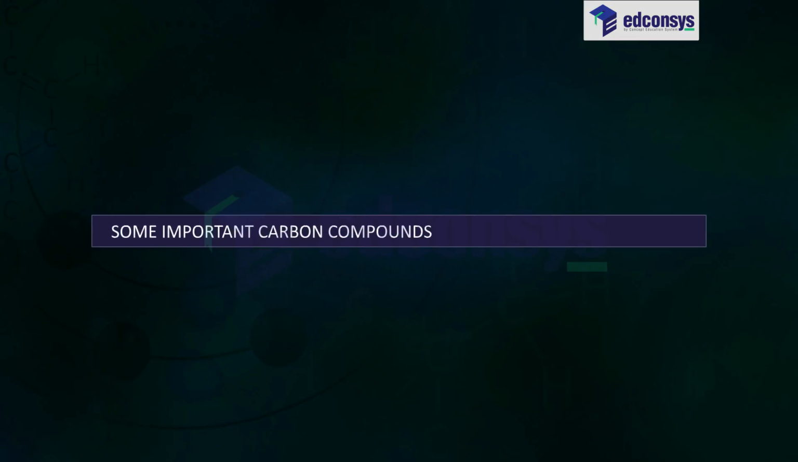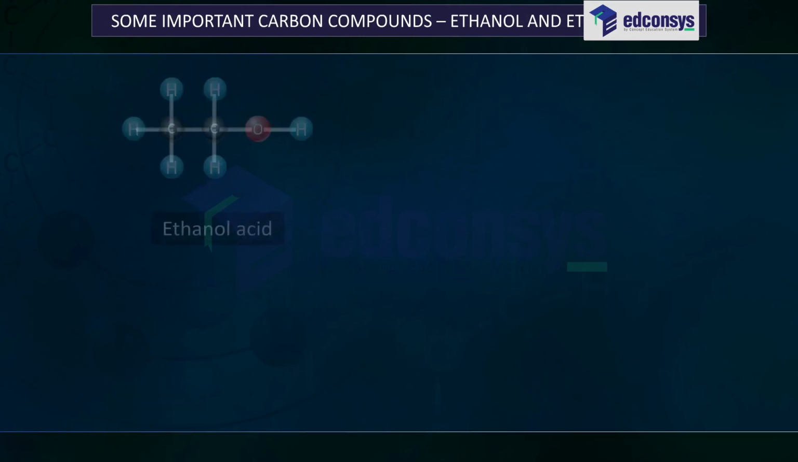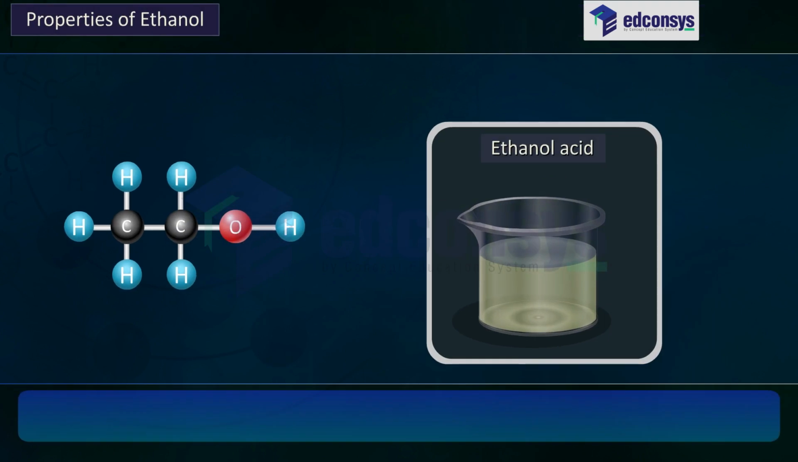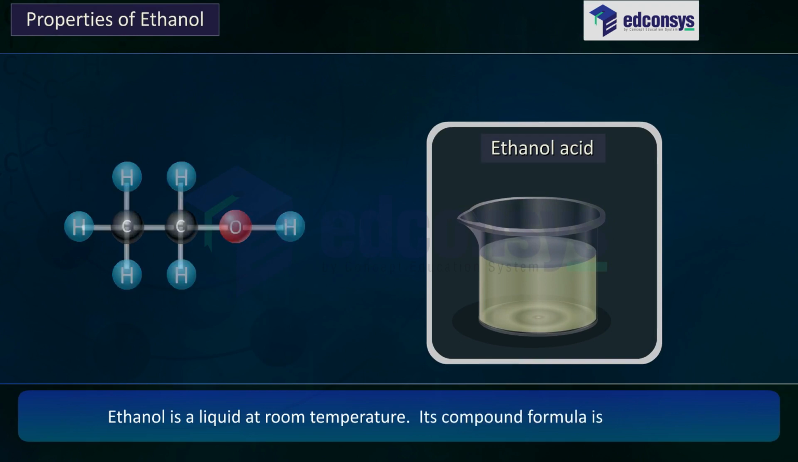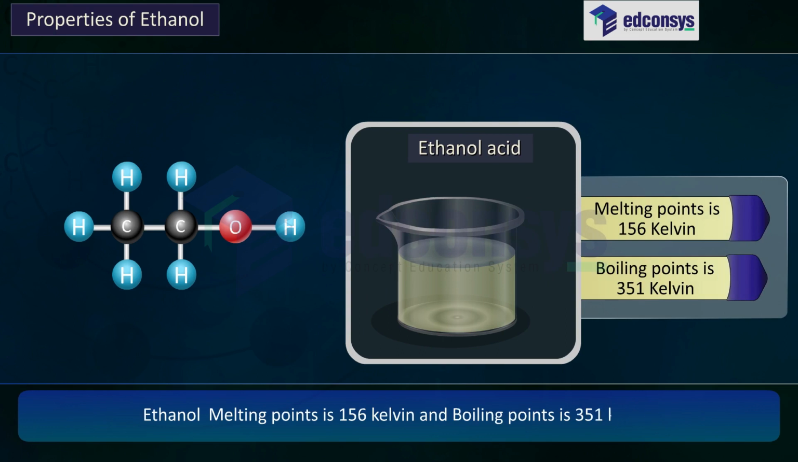Some important carbon compounds: ethanol and ethanoic acid. Many carbon compounds are invaluable to us. Commercially important compounds are ethanol and ethanoic acid. Properties of ethanol: ethanol is a liquid at room temperature. Its formula is CH3CH2OH. Ethanol's melting point is 156 Kelvin and its boiling point is 351 Kelvin.